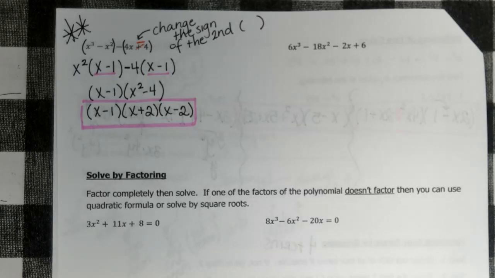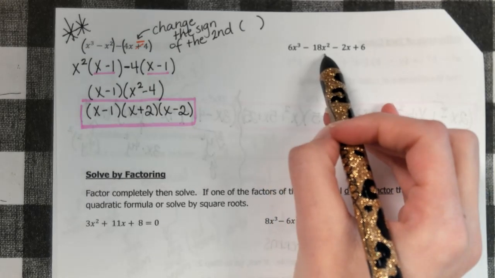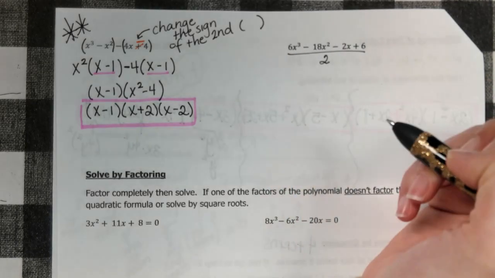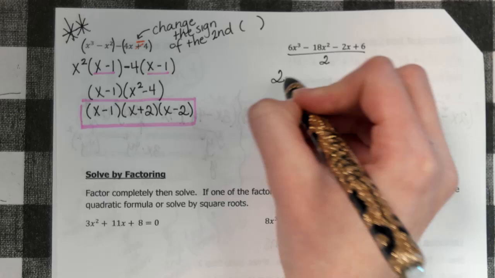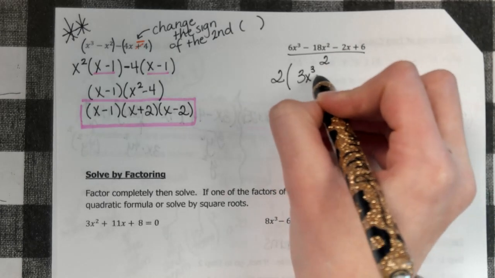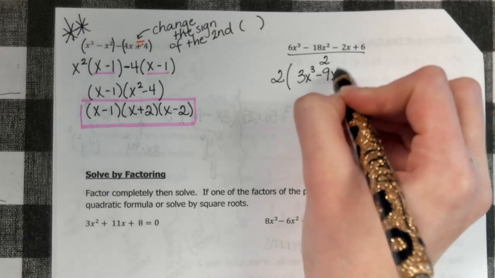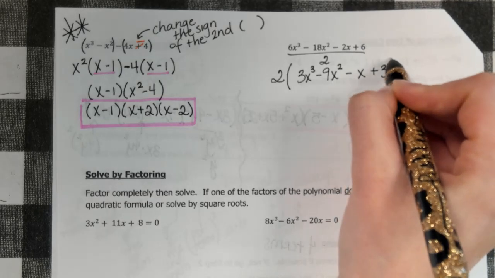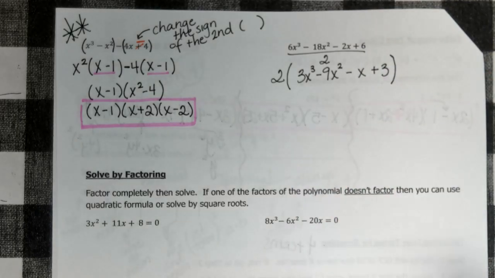Now, what if you have 4 terms and you recognize you could take out a GCF at the very beginning? That's fine. If I have 6x cubed minus 18x squared minus 2x plus 6, I'm expecting you to recognize I need to take out a 2. When you take out a 2, that leaves you with 3x cubed minus 9x squared minus x plus 3. But then what do you need to do?